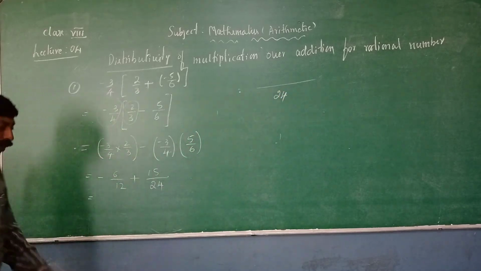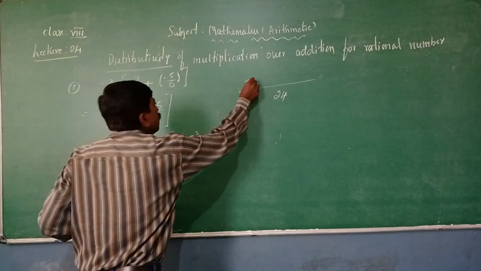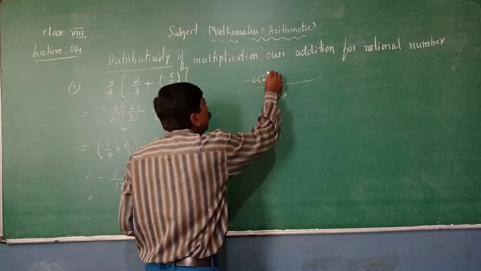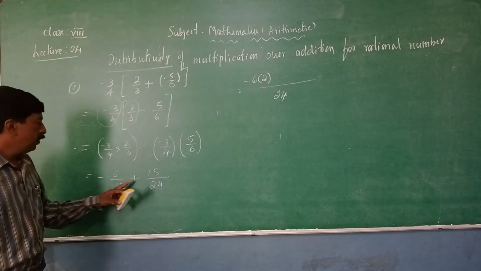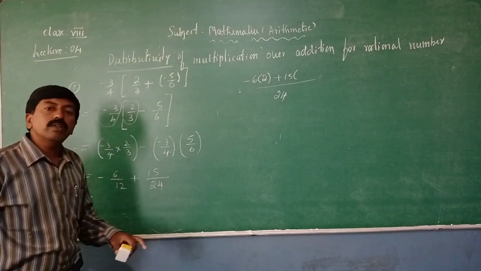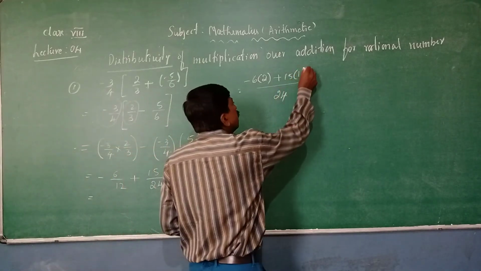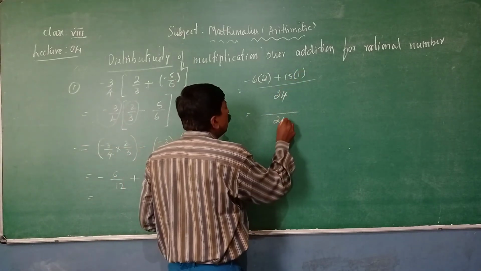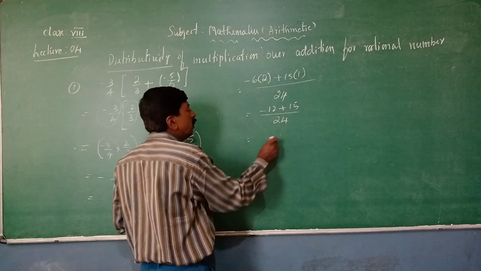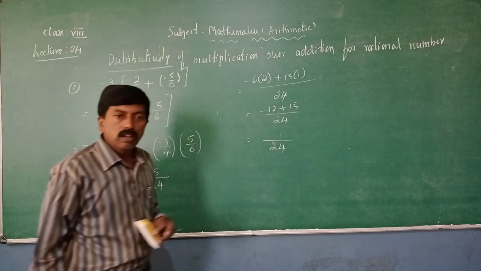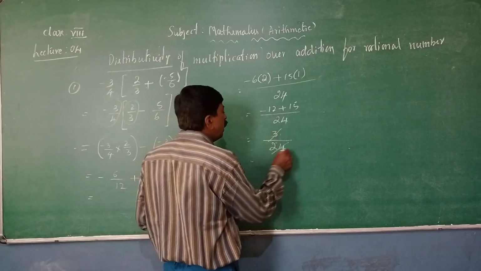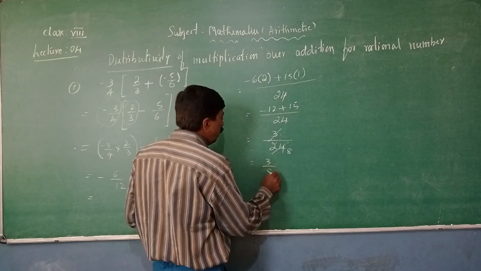Write that 24 in the denominator. Minus 6 into, how many times does 12 divide 24? 12 2s are 24, 2 times. Plus 15 into, how many times does 24 divide 24? 1 time. That one you can write as it is. Now 24: minus 6 2s are 12 plus 15. Find the difference of the numerator. 15 minus 12 is 3. Now 3 by 24. 3 ones are 3, 3 eights are 24. So therefore it is 3 by 8.